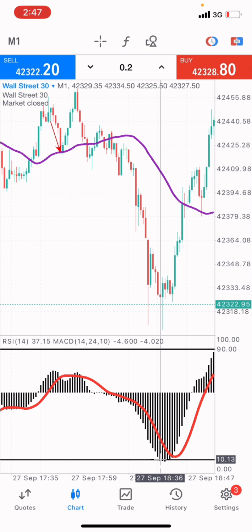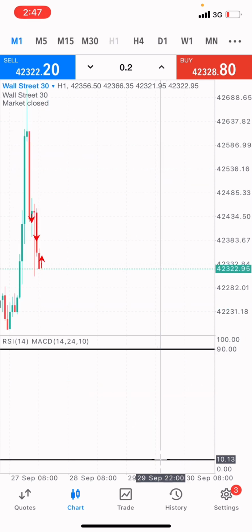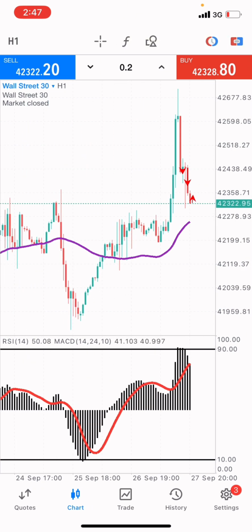If you're in this type of market, you want to use the amount of lot size which you know is applicable to your capital, so that you don't end up with a losing trade or blowing up your account.